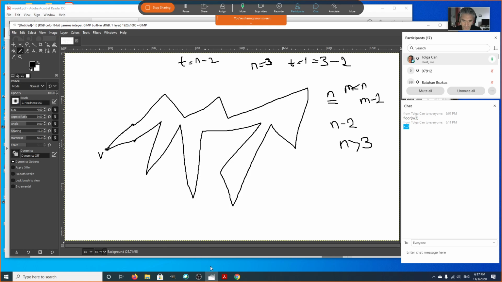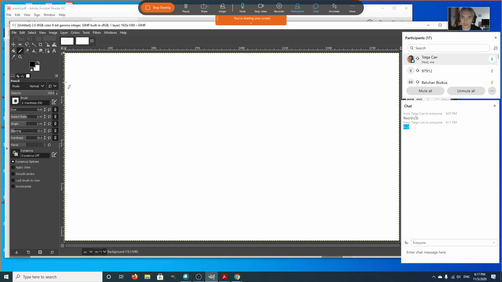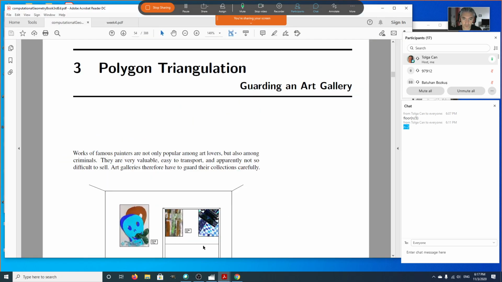Actually, we have a nicer, better figure in the book. Let me use that one instead of this. I'm just going to be using the one in the book. Oops, where is the book? The book is here.